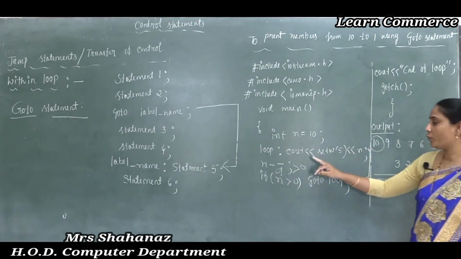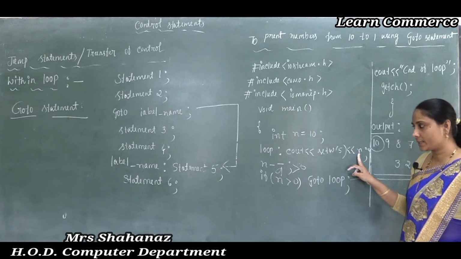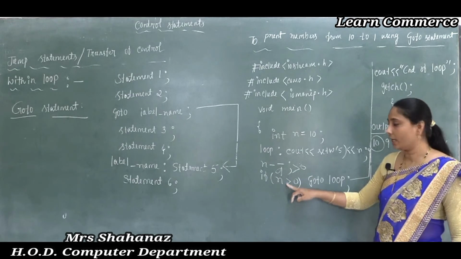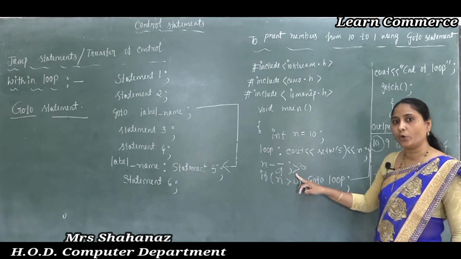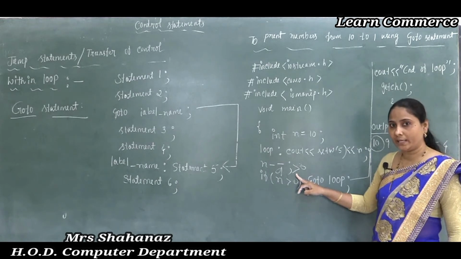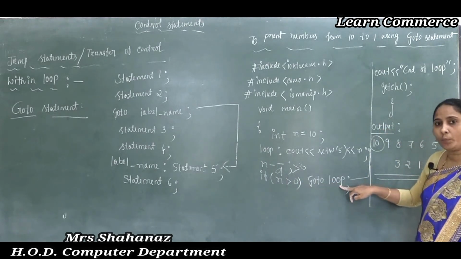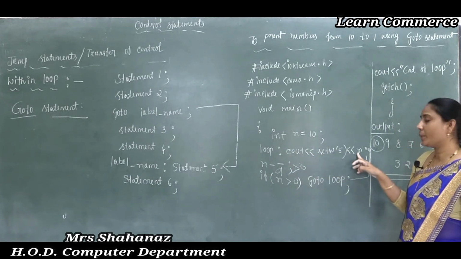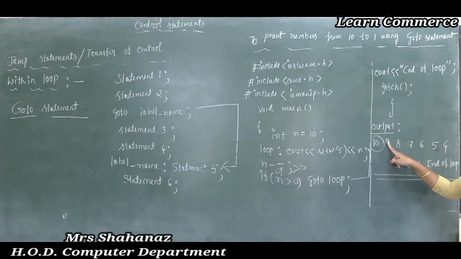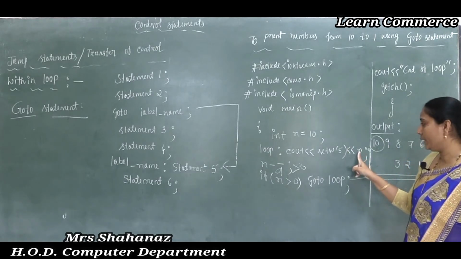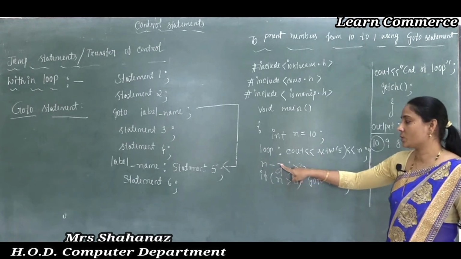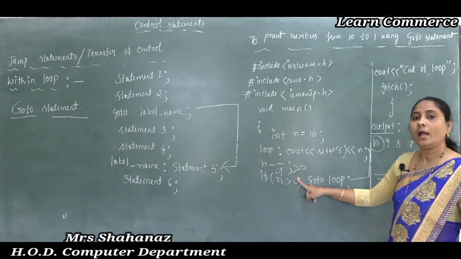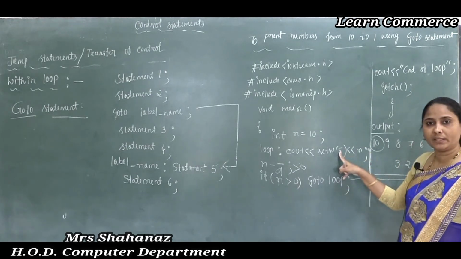So first of all it is going to print the value 10 in this case, 10 minus 1, the value is 9. Then it comes to check the condition. Is 9 greater than 0? Yes, the condition is true. If the condition is true, then go to the loop. What message did we write in the loop? Cout, that means print the n number. So it is going to print the value 9 here. After printing 9, 9 minus 1, the value is 8. So 8 is greater than 0. Yes, go to the loop, so it is going to print the number 8 here.